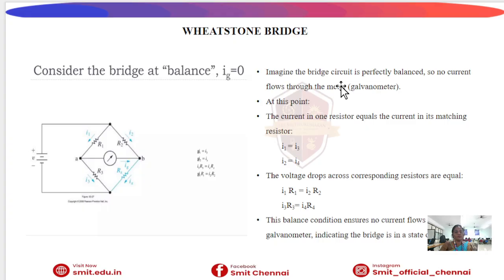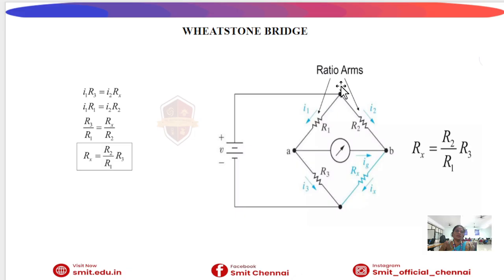When this relationship is satisfied, the bridge reaches equilibrium, the galvanometer shows zero deflection, and the circuit is perfectly balanced. This principle is mainly used to measure an unknown resistance very accurately.